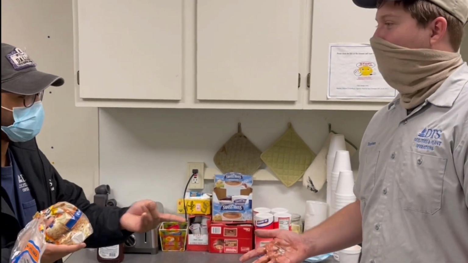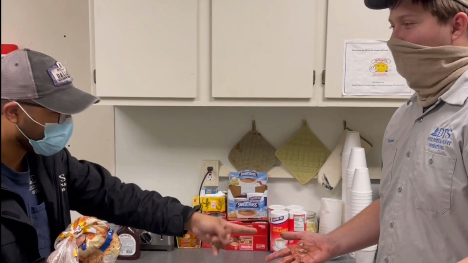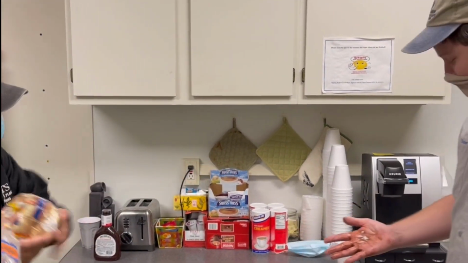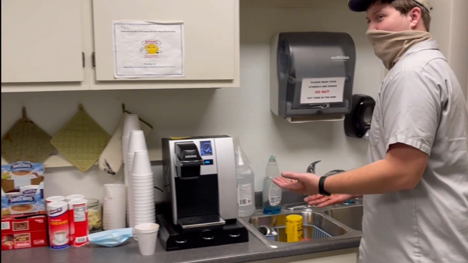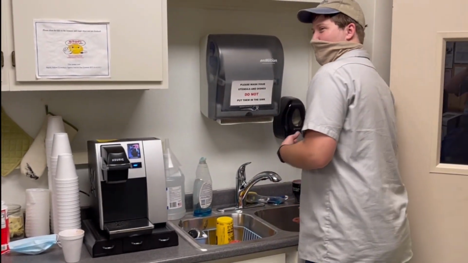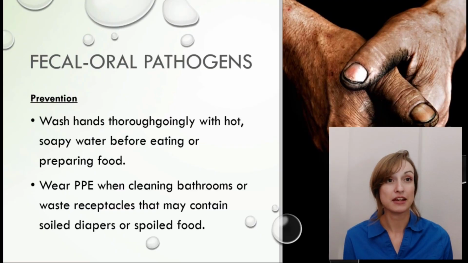Transmission of fecal-oral pathogens can be prevented by washing your hands with soap and water before eating or preparing food. In this instance, hand sanitizer is not as effective and should not be used as a substitute for soap and water. Also, wear proper PPE when working in and around bathrooms and waste receptacles whenever possible.